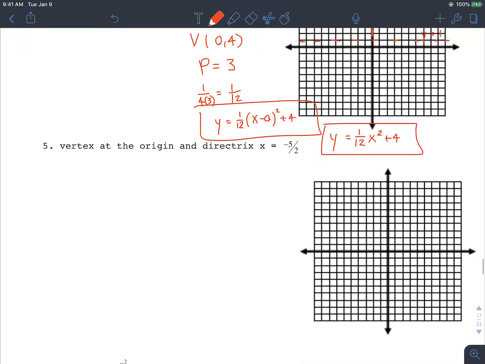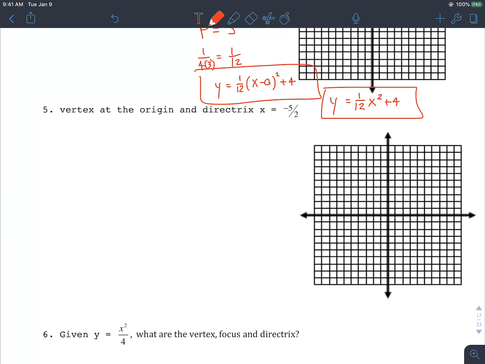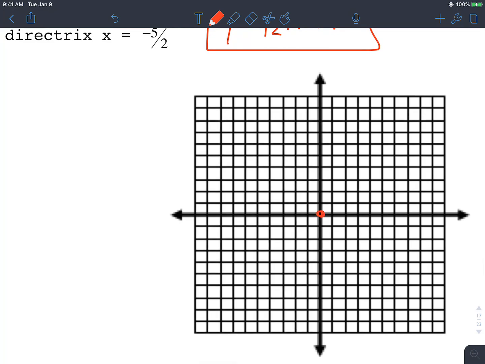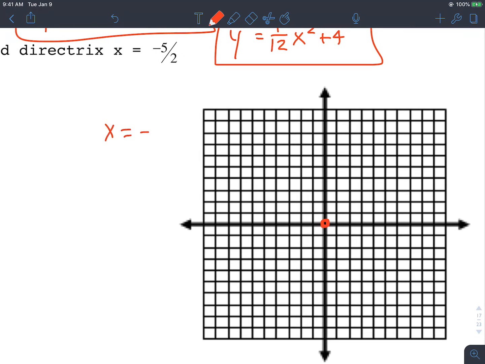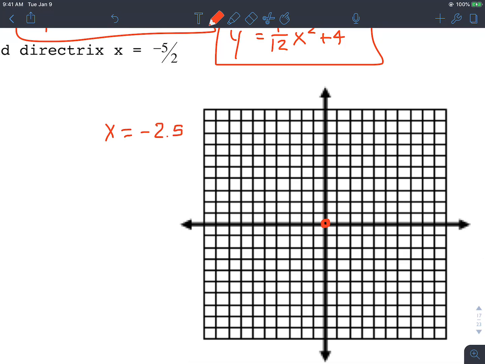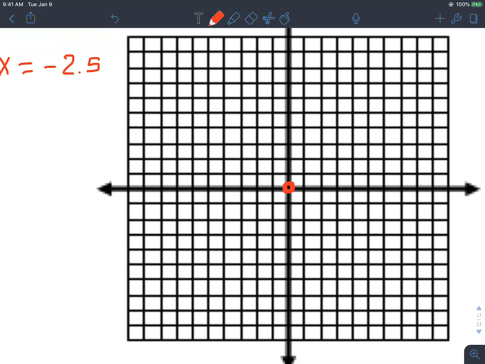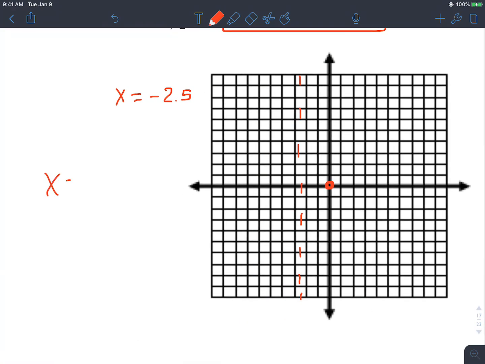Okay, last one here of this category. Vertex is at the origin, and directrix is -5 halves. So you got something going on there at (0, 0), and then at -5 halves, which is basically -2.5. There we go. -2.5 is where your directrix is. Which means this graph's got to eventually be going like this. It's going to open to the right, so that means we have an x equals graph.